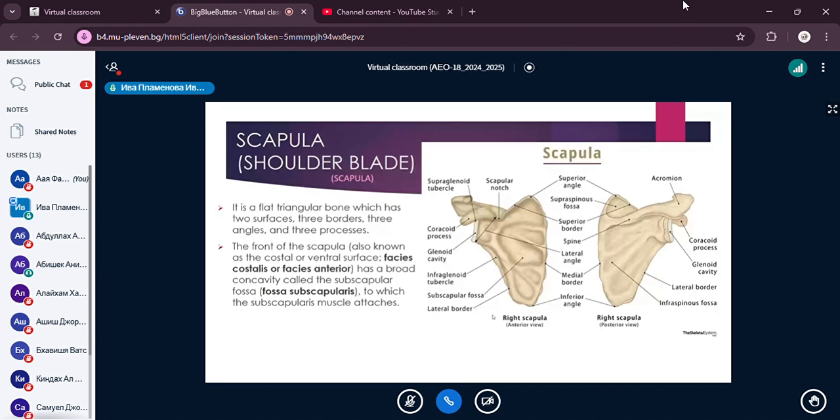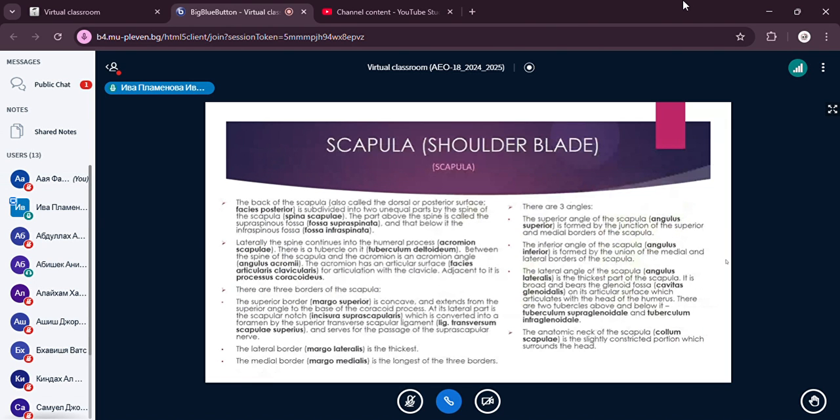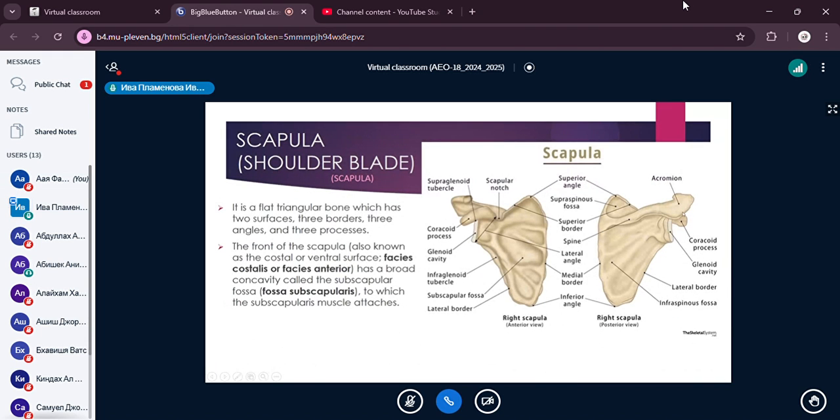You can see here, that's the spine. That's the acromion of the scapula. And here is the angle of the acromion, sorry. And of course, the acromion has an articular surface for the clavicle. Adjacent to it is the coracoid process. So that's the acromion scapulae, angulus acromii, spina scapulae. That's the dorsal surface. Above the spina scapulae is fossa supraspinata. Below it is fossa infraspinata.